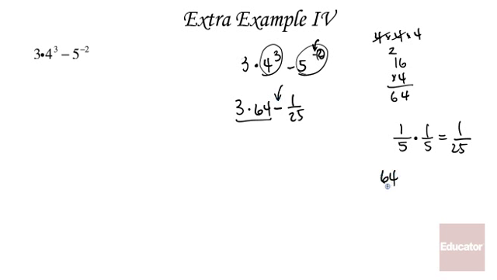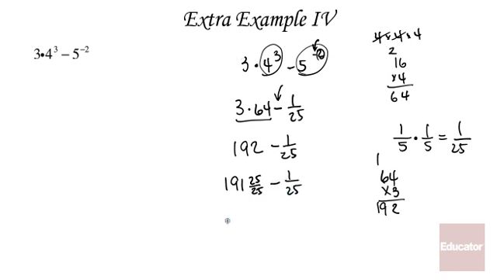So I have 64 times 3. 4 times 3 is 12. 18, 19, 192. Minus 1 over 25, lastly. So I'm going to borrow from the whole of 192 and make it 191. And the one that I borrow, I'm going to make it 25 over 25 and subtract the 1 over 25. And so I have 191, 25 minus 1 is 24, and keeping the same denominator, 25.